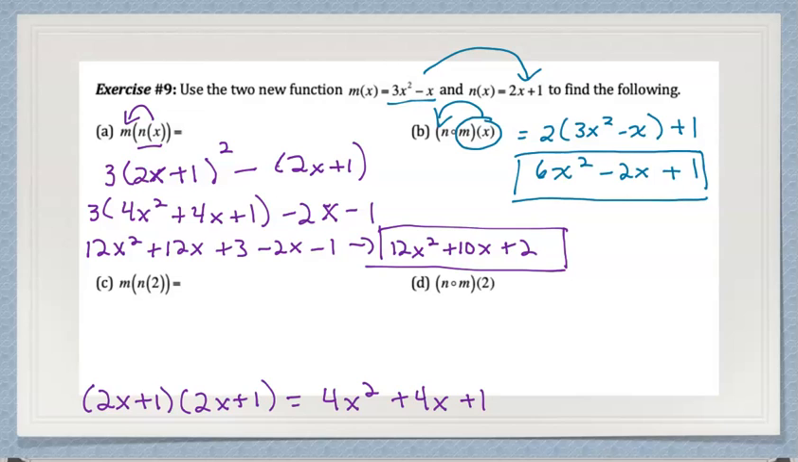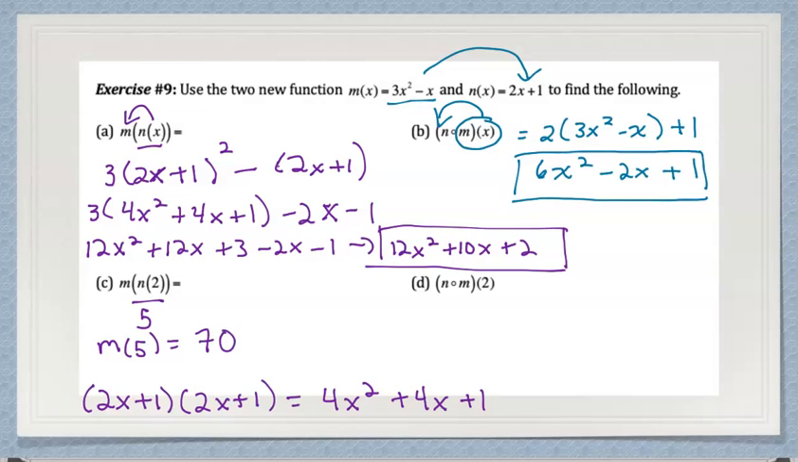If I wanted to find m of n of 2, that means I'm going to put 2 into the n function and then take that output and put that into the m function. So if I'm finding n of 2 right here, 2 times 2 plus 1, n of 2 is 5. So now I'm interested in m of 5. And m of 5 is 25 times 3, which is 75, minus 5, which is 70.